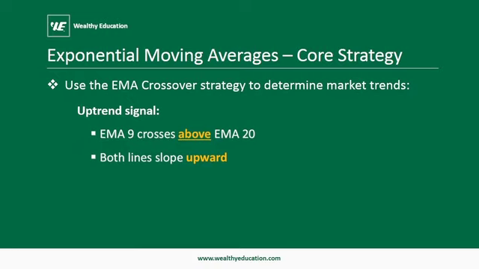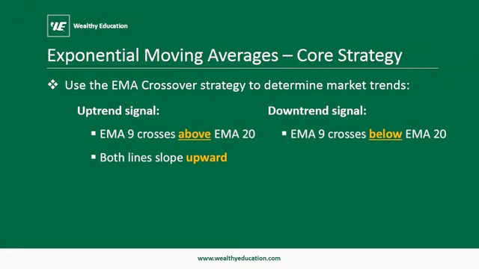Simple, right? And when the EMA 9 crosses below the EMA 20 and both lines start sloping downward, this is a downtrend signal. Chances are your coin's price will go down in the near future, and you'll want to sell your coin before the price drops further to protect your money.